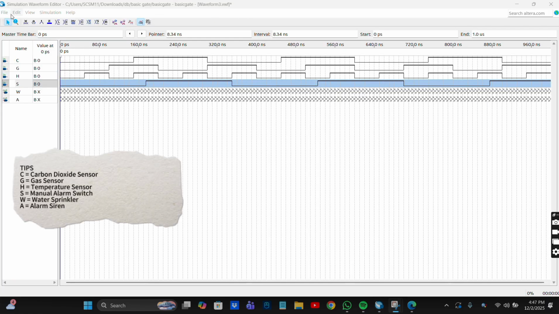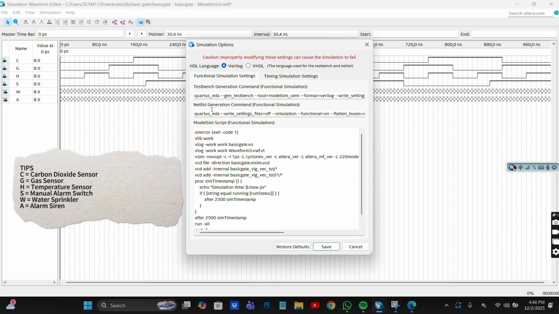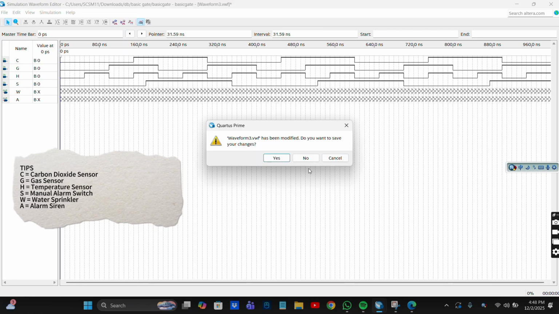Okay, so here is the simulation of the waveform. For the basic gate, I already put in the inputs A, B, C, D and the two outputs S and Y. So as you can see like this. Now I want to do the simulation. Before that, I delete this to avoid the error, and save. After that, we can run.